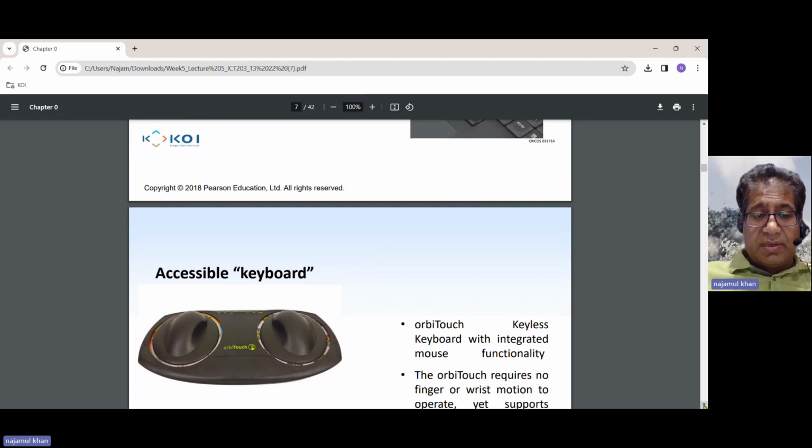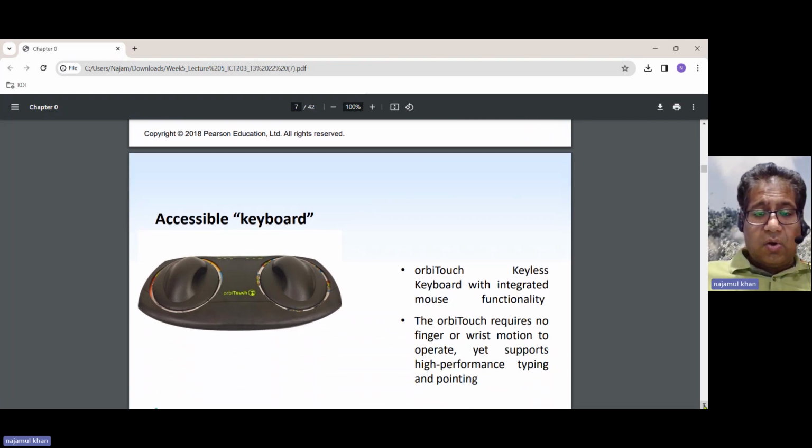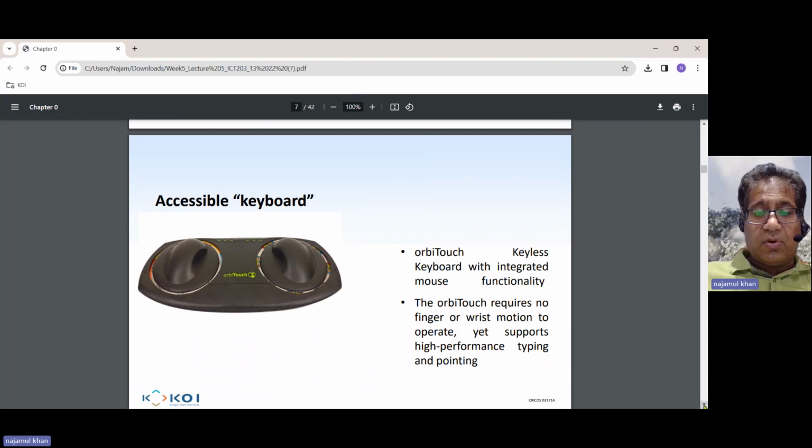Okay, now accessible keyboards, guys. You can see here an Orbi Touch keyless keyboard with integrated mouse functionality. This is another one not widely used, but is also there. It has its functions. The Orbi Touch requires no finger or wrist motion to operate, yet supports high performance typing and pointing. So this is also somewhere it can be used.